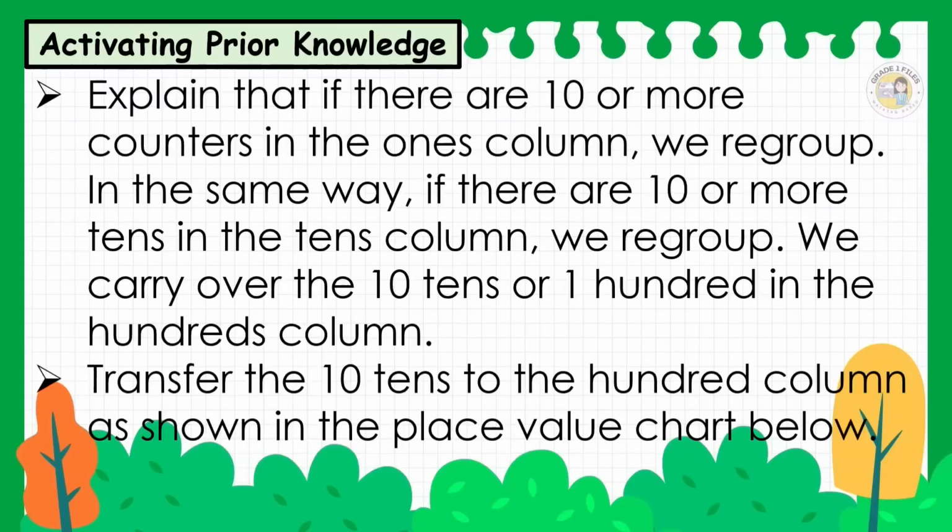If there are 10 or more counters in the ones column, we regroup. In the same way, if there are 10 or more tens in the tens column, we regroup. We carry over the 10 tens, or 100, to the hundreds column. Transfer the 10 tens to the 100 column as shown in the place value chart below.